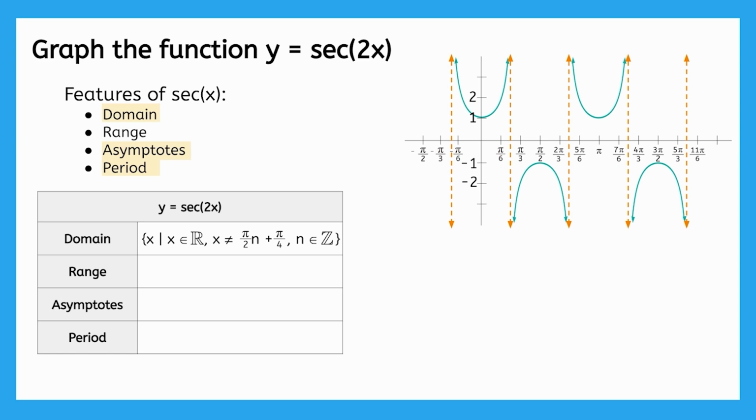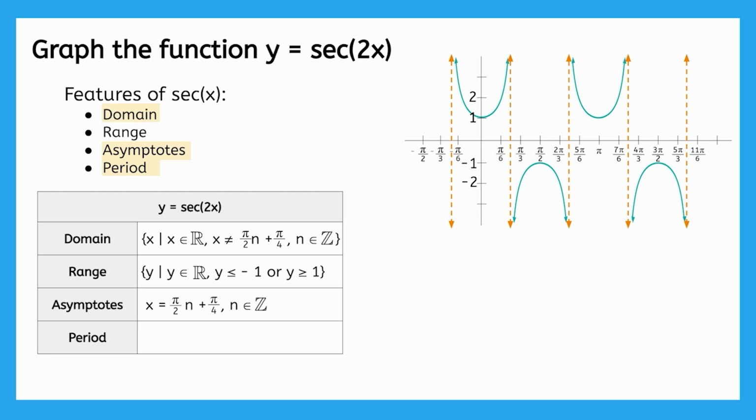The range of secant of x is not changed by a horizontal compression, so the range is still all real numbers such that y is less than or equal to -1 and y is greater than or equal to +1. The asymptotes of this function occur at x values of pi over 2 times n plus pi over 4, where n is an element of the integers.